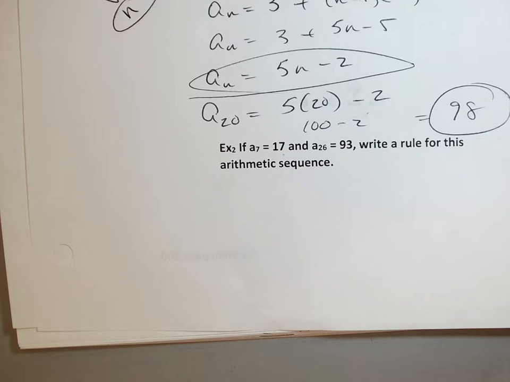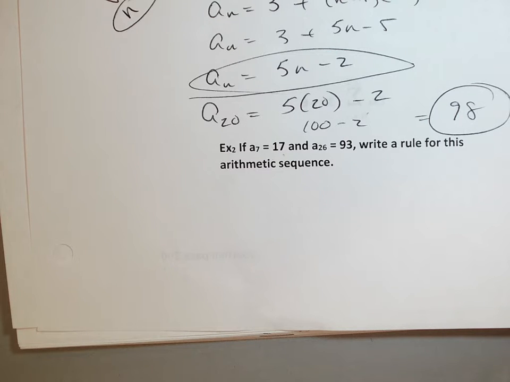Okay, so A1, A2, A3, A4, A5, A6. Somebody's eventually going to say, Mr. Davis, there's a faster way to do this, but I want you to see how it works, okay? So what I know is this. I know the seventh term is 17. And all the way out here, A26, just want you to watch. A26, blah, blah, blah, a whole bunch in between, is 93, okay?